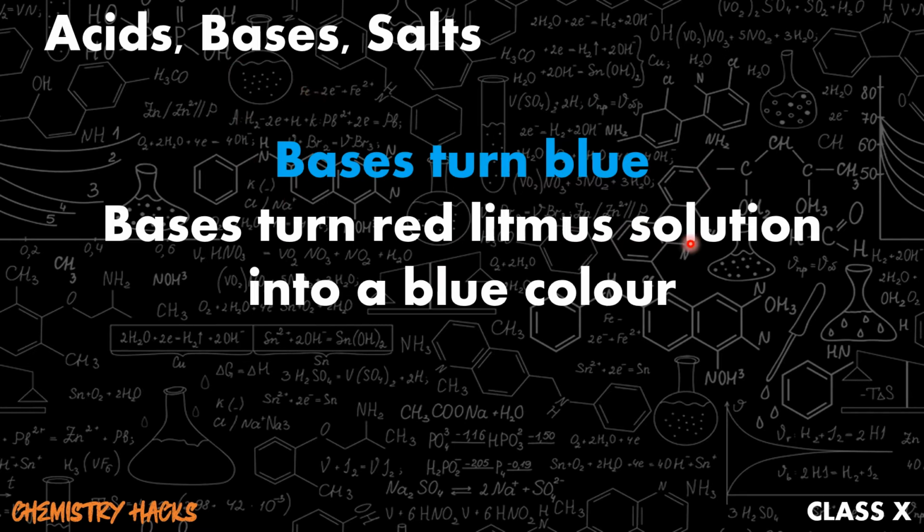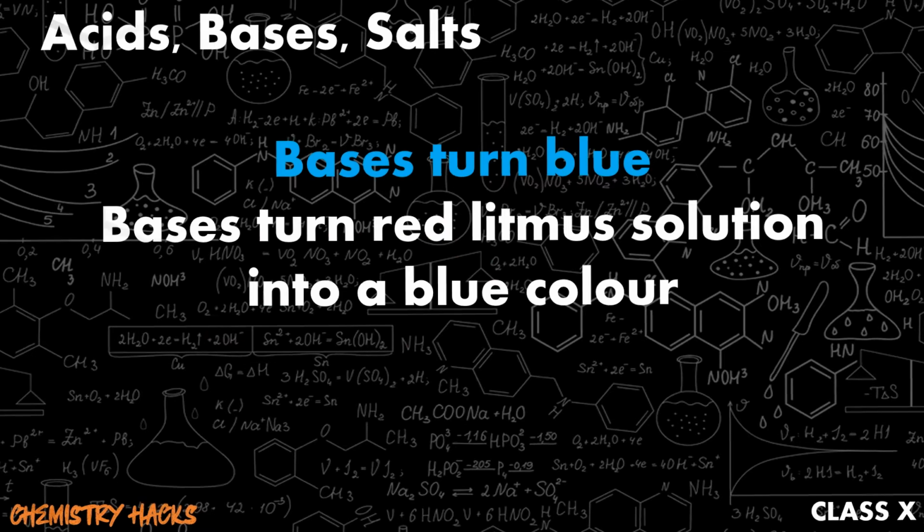So this statement is crucial. Bases turn blue, meaning that they turn red into blue color. And then you can remember the opposite by remembering that acids turn red. So bases turn red litmus solution into a blue color, and acids turn blue litmus solution into a red color.